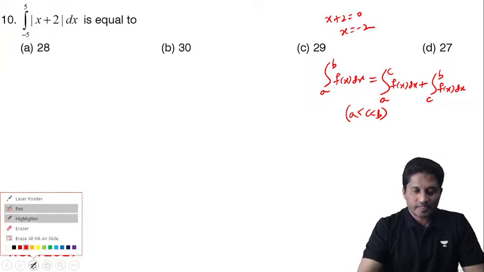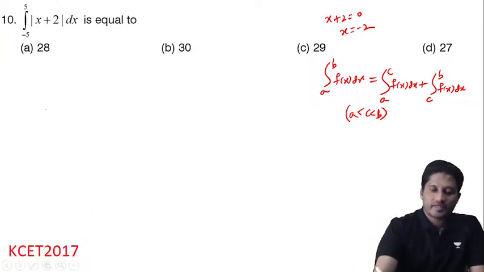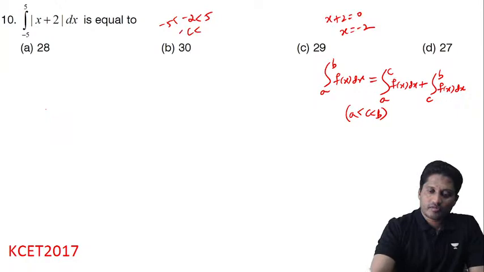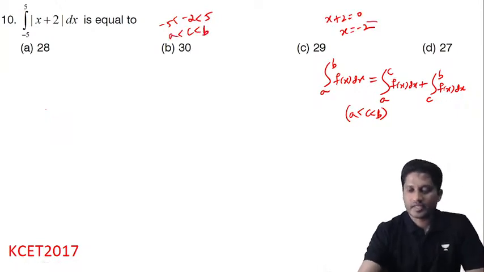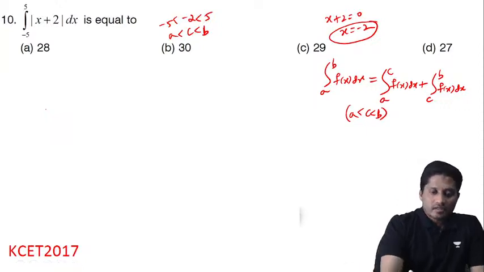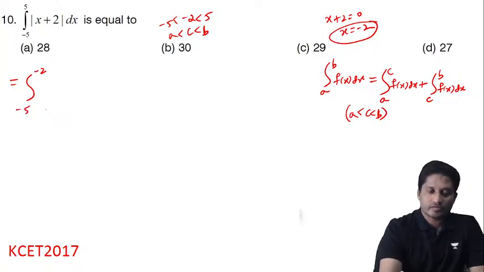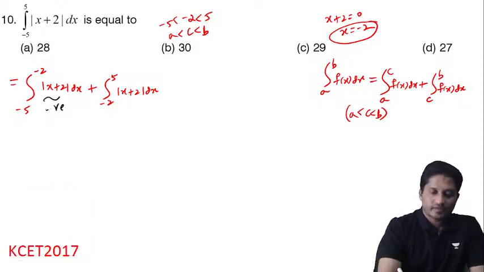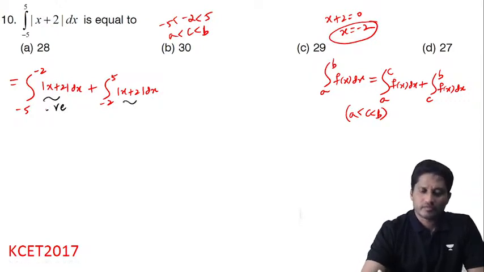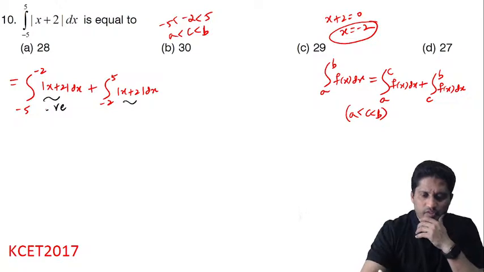So minus 5 to plus 5, c is minus 2 here. Minus 2 lies between minus 5 and plus 5. C should lie between lower limit and upper limit. We get c by equating this to 0. Boards have done a similar question in NCERT, nothing new. Minus 5 to plus 5 can be written as minus 5 to minus 2 mod of x plus 2 dx, and then minus 2 to plus 5 mod of x plus 2 dx. Between minus 5 and minus 2, you put any value, this will be negative. Between minus 2 and plus 5, you put any value, this will be positive.